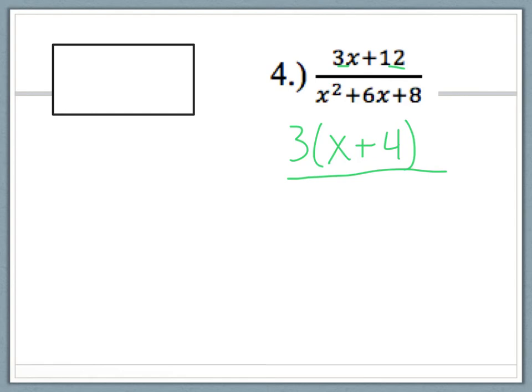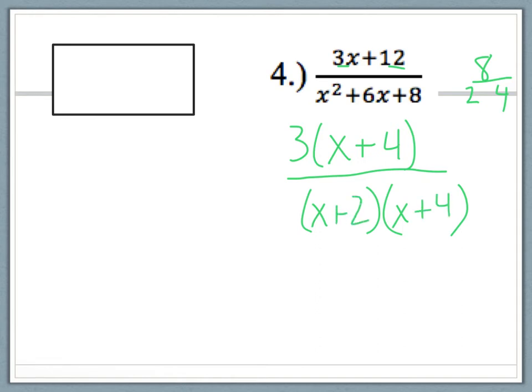Now on the bottom, it looks kind of weird. There's no GCF there, but we can factor that. Remember, we can do 1 times 8, so what things multiply to 8 but add up to 6? Well, 2 and 4 do. So we can factor this on the bottom as x, and then fill them in. So we have a positive 2 and a positive 4.